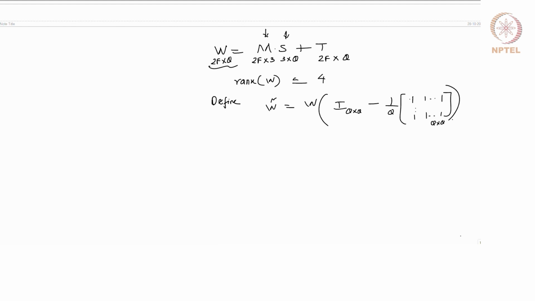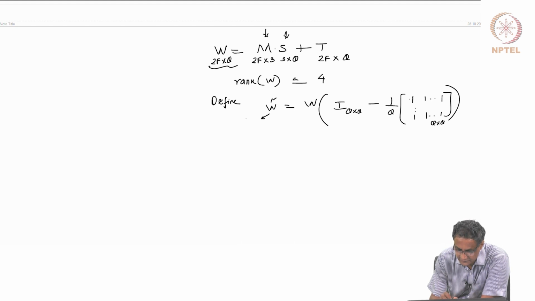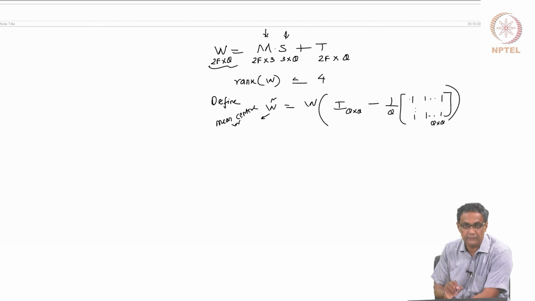I mean, let's not go into signal processing and all. You have data, and this is called data centering. We are removing the mean, just mean centering. So all that this will do is give you a mean centered W. Mean centered W is actually W tilde.